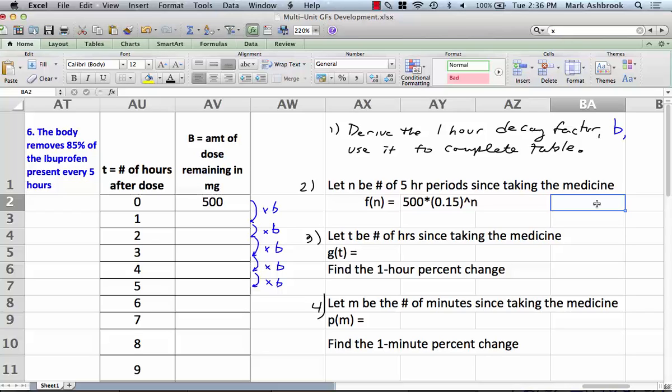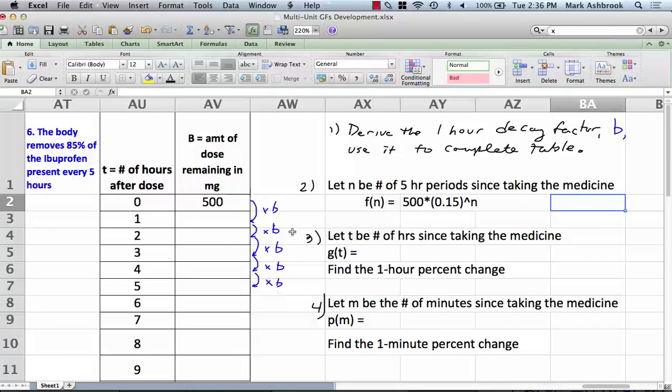Okay, so now we got the 5-hour decay factor is 0.15. And so how can we use that to get, if we're going to do g of t, we need the 1-hour decay factor. So how can we figure out what the 1-hour decay factor is? Jared? So the one would be 500 times 0.15 to the fifth, which equals 0.0379. Yeah, that's right.